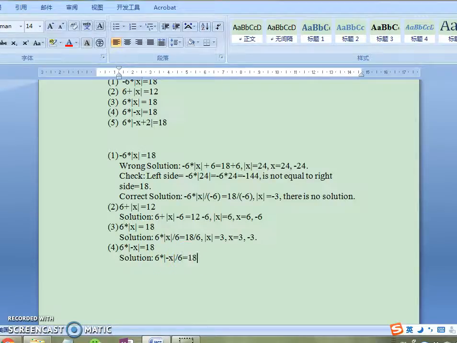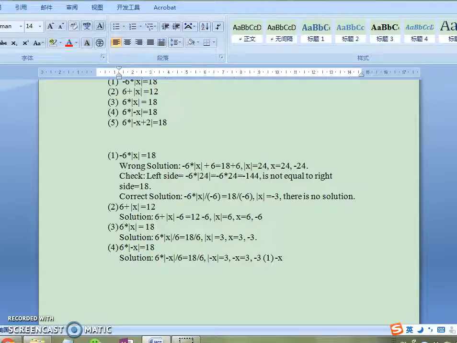Equals 18 divided by 6. Now be careful, this 6 divided by this 6 equals 1, leaving the absolute value of negative x. Do not change it to x, okay? Do not throw away the absolute value sign. Equals 3. In this case, the entire term negative x either equals 3 or positive 3. So we got 2 different cases that we need to take care of.